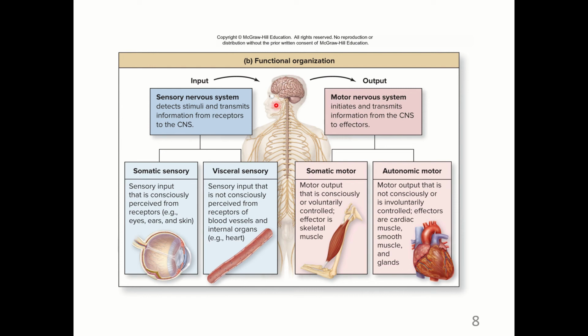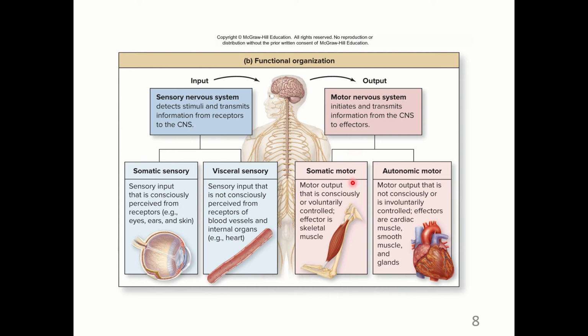Once the information is processed and integrated in the control center, then the output belongs to the motor nervous system division of the peripheral nervous system. The motor nervous system initiates and transmits information from the central nervous system to the effectors.